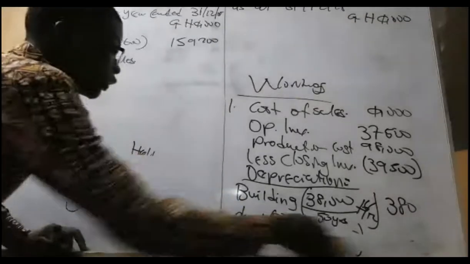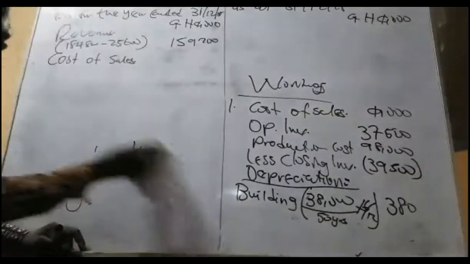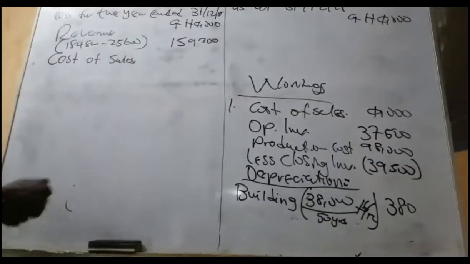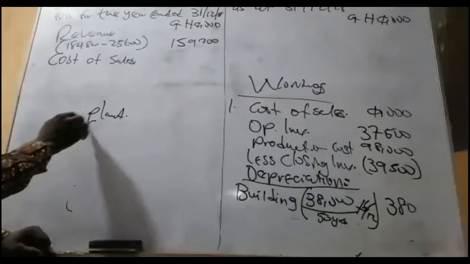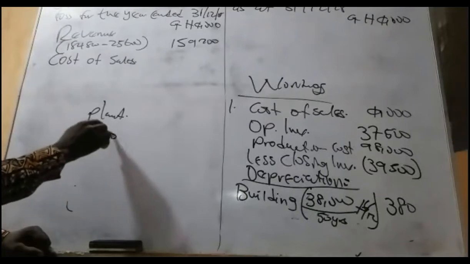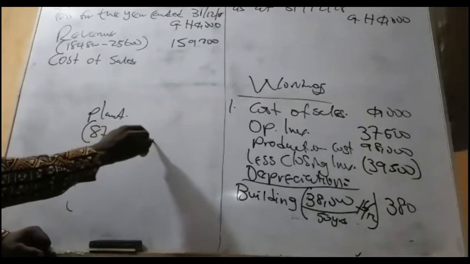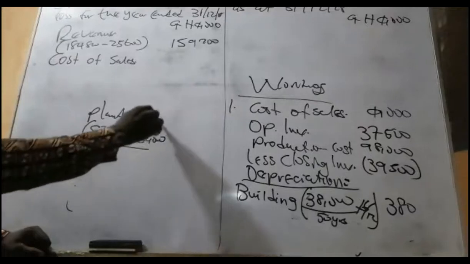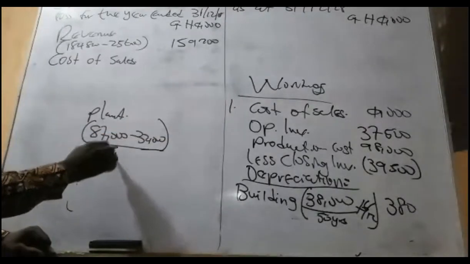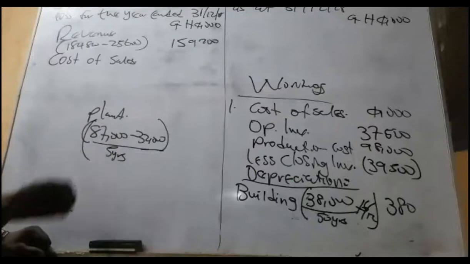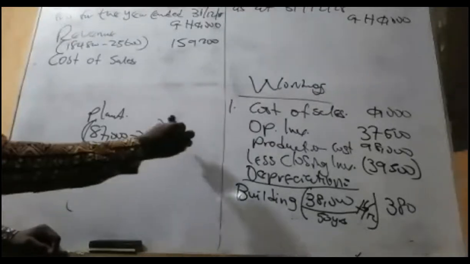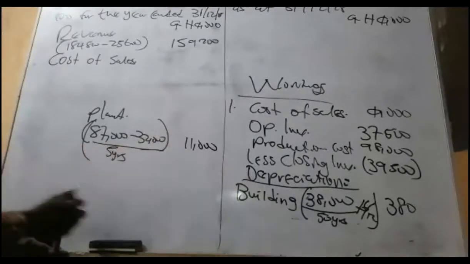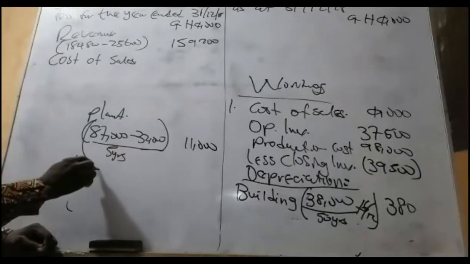Let me continue from this section. We are continuing from this section. So plant, open a bracket and tell the examiner that the entire plant is 87. The lease is 32. And then you go for 5 years, right? And that will give us the answer. 55 divided by 5 is 11. So 11,000. Now let's go to the leased plant.